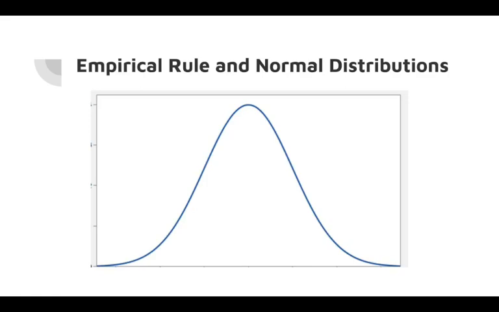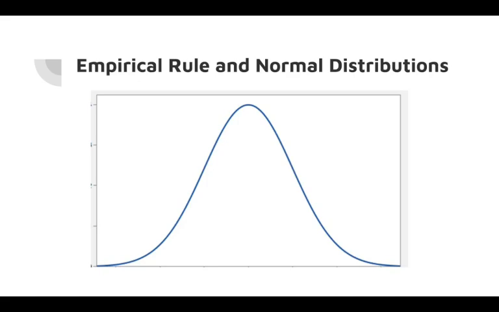So first thing, the empirical rule. It's all about how much of your data set is within a given range of values. It's a rule for understanding how the data you collect is distributed across the distribution.